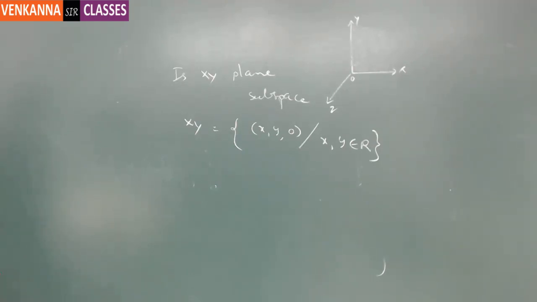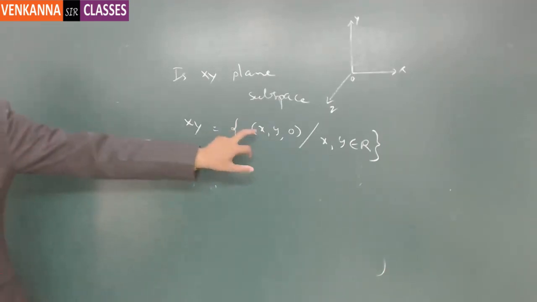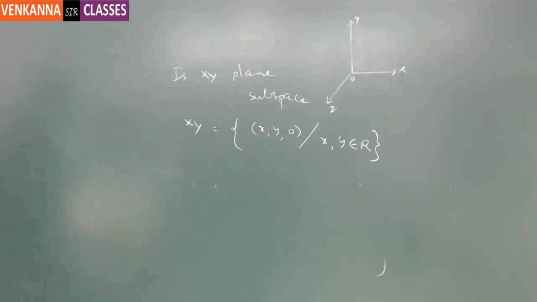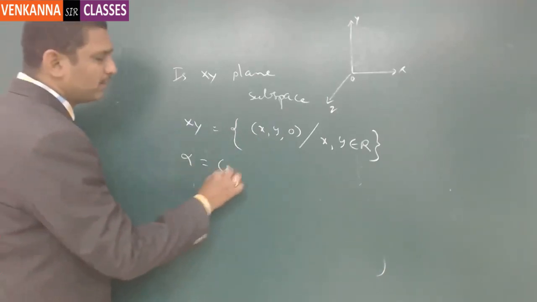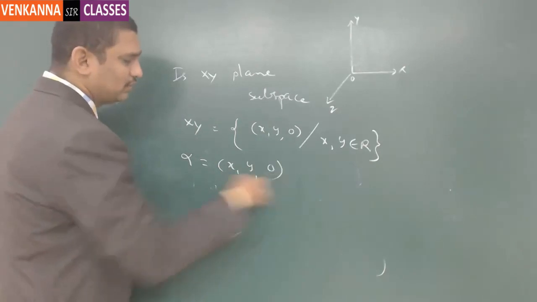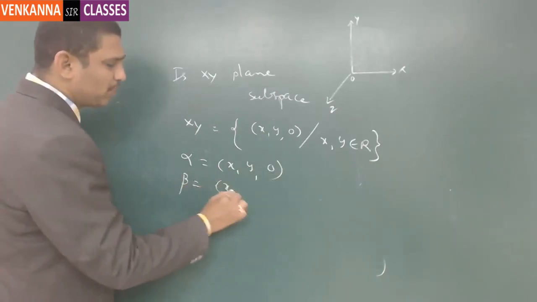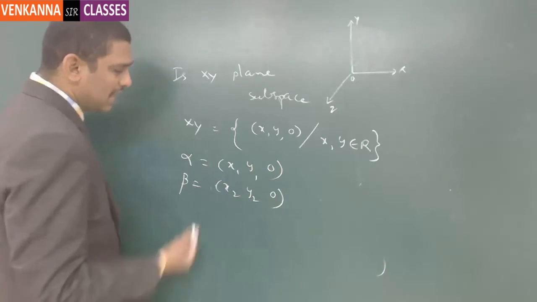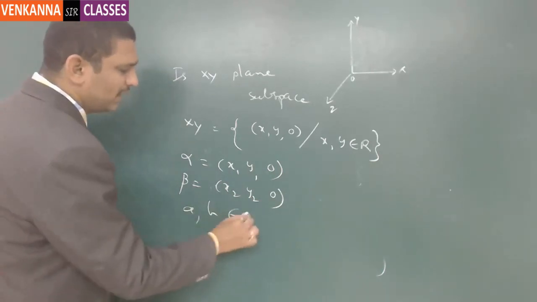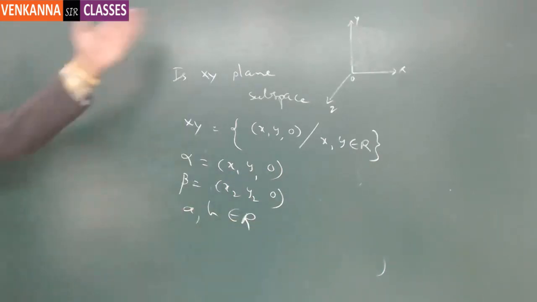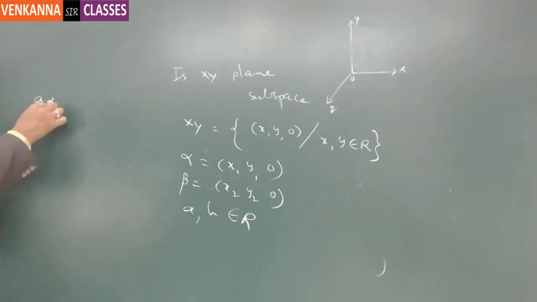Right. So if I want to say that it is a subspace, you take any two numbers, you take any two vectors. If you calculate A alpha plus B beta, the result must be in this form. So you take alpha is equal to any point x1, y1, 0, beta is equal to any point x2, y2, 0, and you take any two numbers a, b which are real numbers, because the number field is nothing but real numbers. So if you consider A alpha plus B beta, it will come like this.